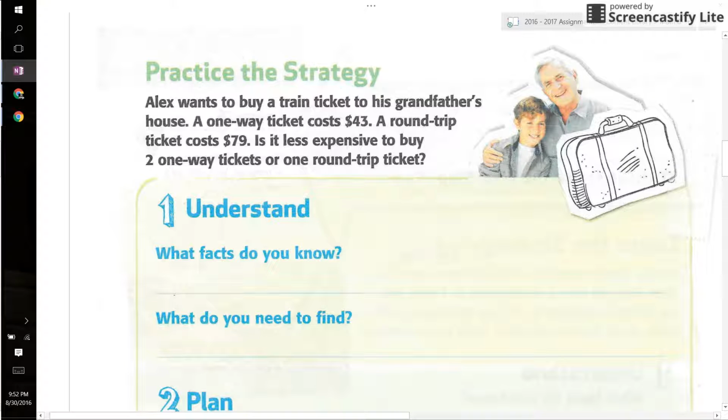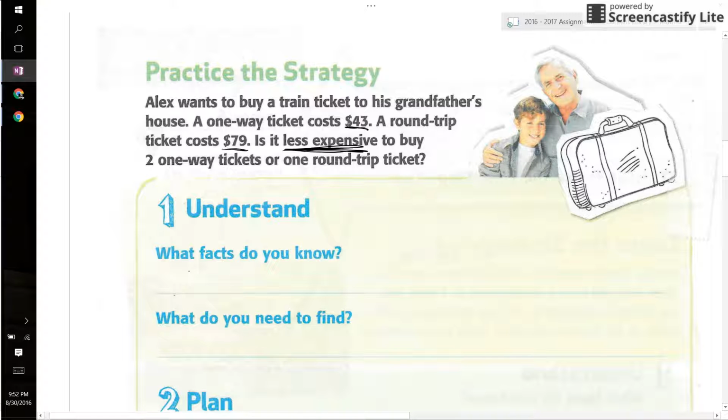Alex wants to buy a train ticket to his grandfather's house. A one-way ticket costs $43. A round-trip ticket costs $79. We need to figure out which way is the least expensive, or what's the cheapest way for him to get there, to buy 2 one-way tickets or a round-trip ticket.